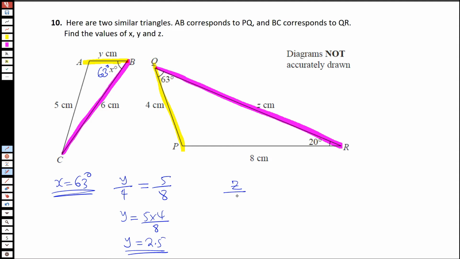So y is 2.5. And then to find z, again, we take the ratios of the corresponding sides. So z over 6, the blue guys, should be equal to the ratio of the unmarked sides, just like we did here. So z over 6 should be equal to 8 over 5. So z will be equal to 8 multiplied by 6 over 5, and if you plug that in the calculator, that will be equal to 9.6. So that's basically how you solve that question. You can see how coloring helps just to know which one corresponds to what.